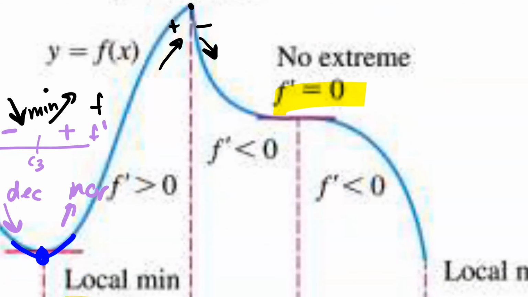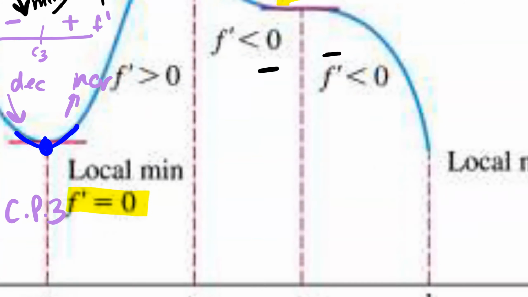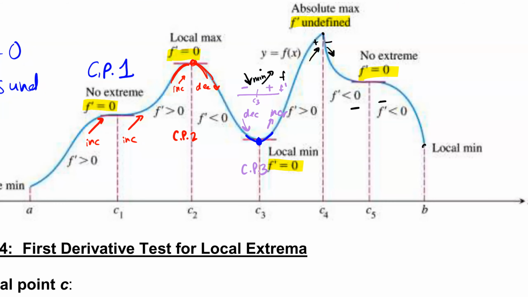Okay, or another example, we could have no extrema. So notice the derivative is negative on the left side, and it's negative on the right. No change means I'm not actually changing direction. I'm not going to have a max or min. And then of course, whenever we're talking about max and mins, we have to include our endpoints. Okay, so nice little review.